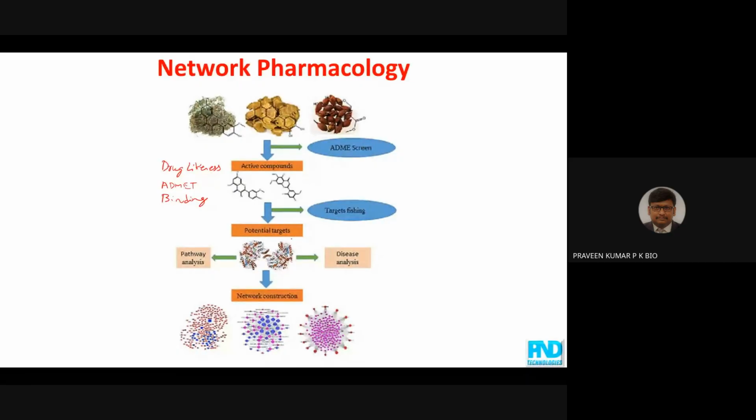We take them for docking, binding analysis. And we can also take them for further pathway analysis, including disease analysis. And we can also construct the networks. So I have a few papers published in network pharmacology in reputed journals. We can also discuss this as case studies.